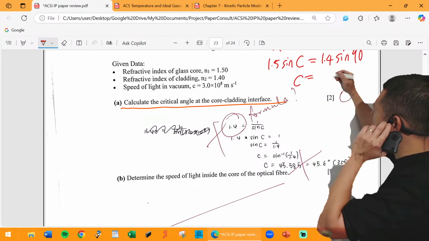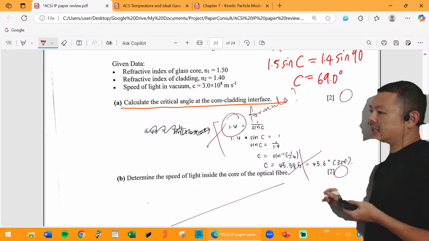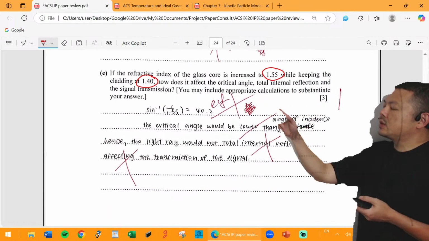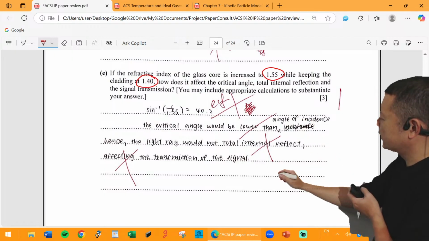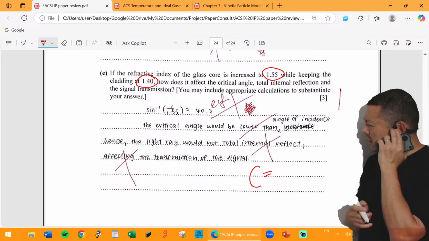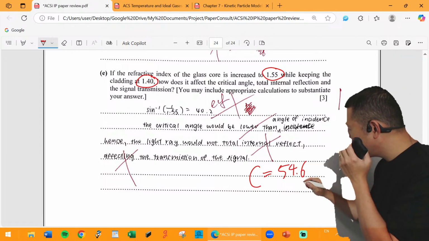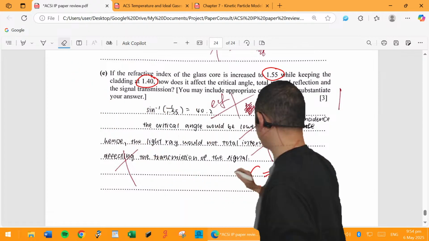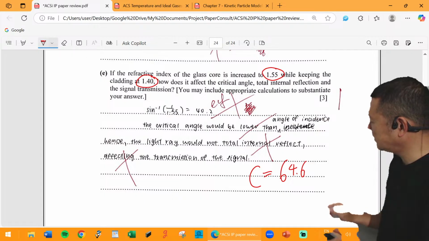Louder a bit. 69.0 degrees, is it? Nice. Then if you change the values to this one, what's the critical angle for this one? Sorry, what? 54.6? 64.6. Okay, hang on. 64.6 degrees.